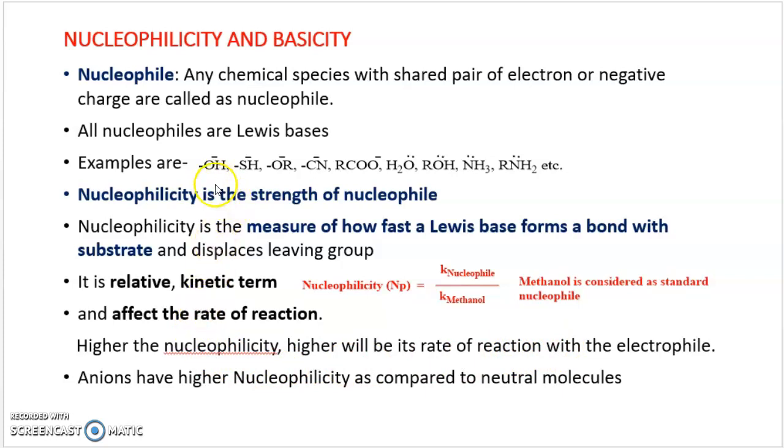Again, OH minus and SH minus are negatively charged nucleophiles, and H2O and ROH are neutral nucleophiles with a lone pair of electrons. If we compare these two, anionic nucleophiles have higher nucleophilicity as compared to neutral nucleophiles. So this is all about nucleophilicity. I think you have understood this. We will now move on to the next concept, that is basicity.